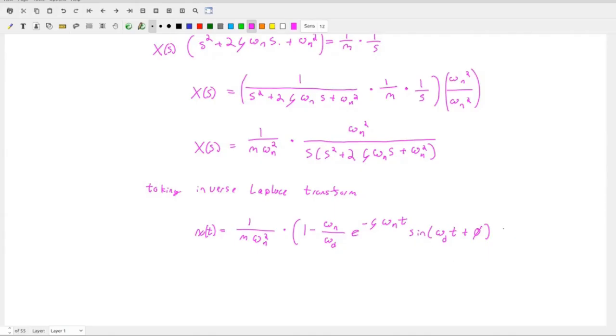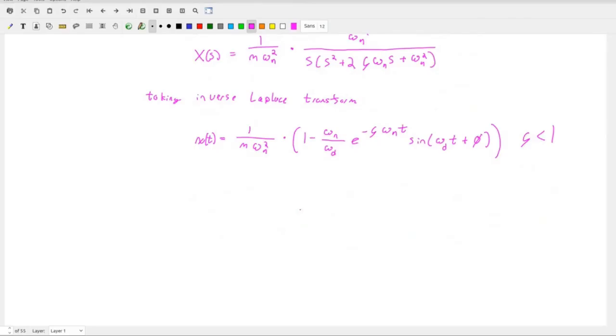Right, and so this is for, there's an error in equation 38. It's an underdamped case, right? So for zeta less than 1. So let's take a look then at what these plot out like.